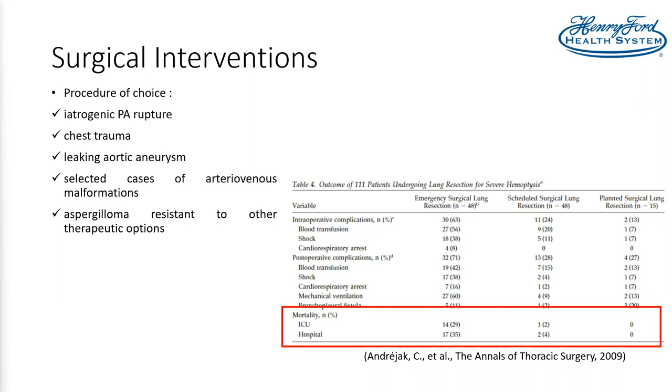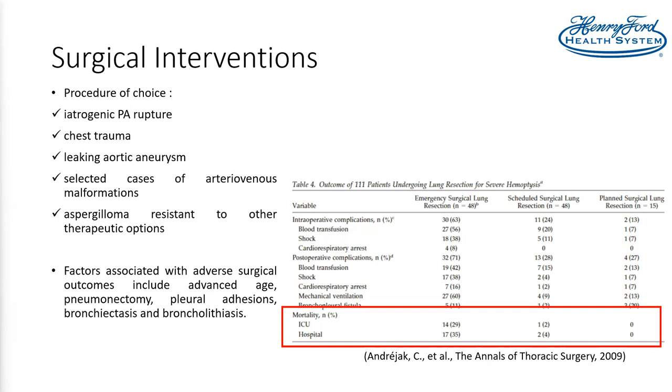And you can see the in-hospital mortality, how it increased: 35% with the emergency surgical lung resection, 4% with the scheduled, and 0 with the planned. Now the recommendation is to try to avoid surgery unless it's absolutely necessary. It's still considered the procedure of choice in iatrogenic PA rupture because there's not much else that we can do. Others are chest trauma, leaking aortic aneurysm, selected cases of AV malformations, and aspergilloma that's resistant to other therapeutic options.